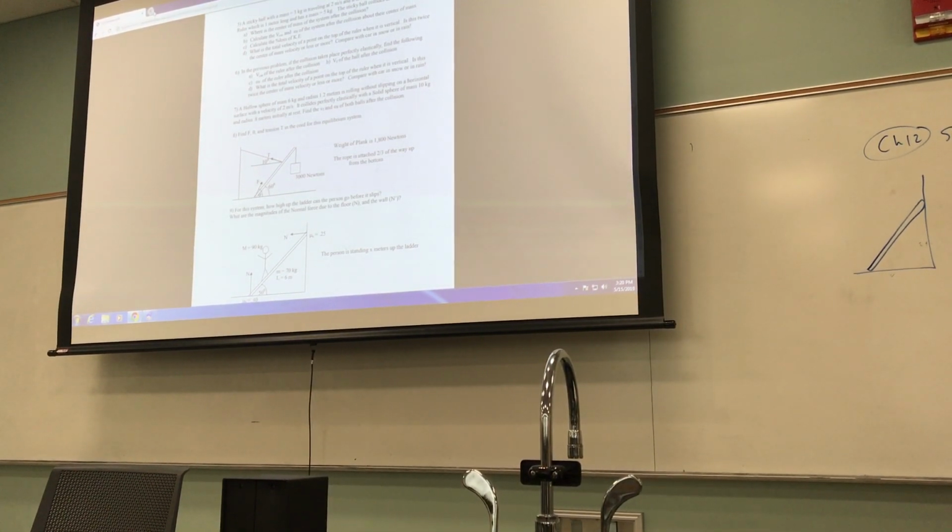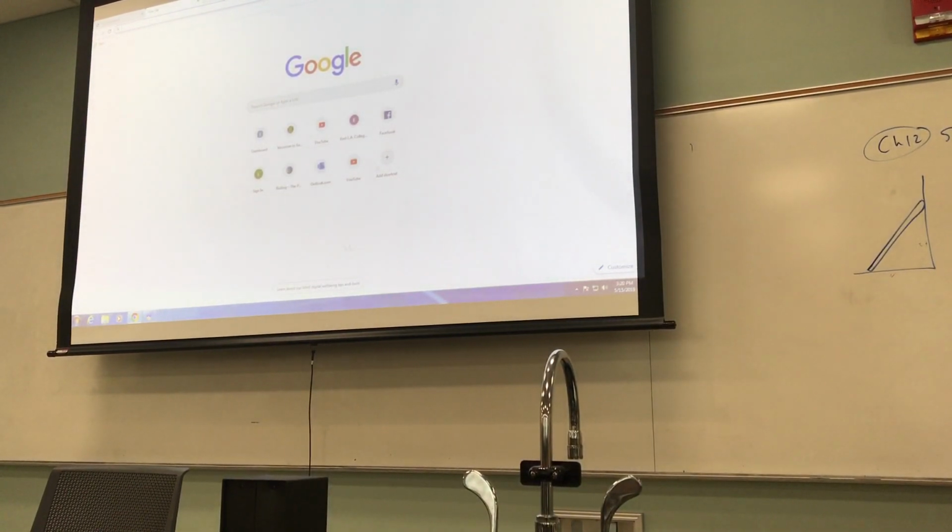You're saying all those have to be 0? Yeah, because it's not moving. Statics problems means the system is in equilibrium.